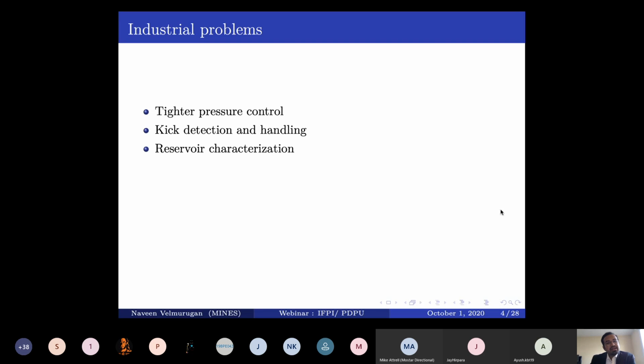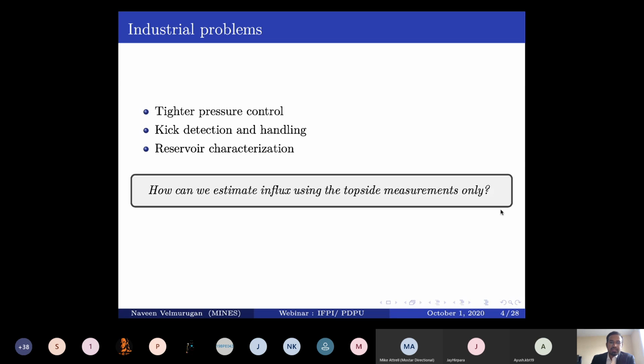An additional important feature of this modeling process is reservoir characterization, which means that during the drilling process, dynamically, you want to try to understand what is the type of reservoir that you have, what is the porosity, what is the fluid that is flowing in, etc. Otherwise, you have to stop your drilling operation to carry out, for example, a formation integrity test or drill stem test, etc. But you want to test the reservoir dynamically, right? So the question was how can we estimate an influx using the measurements at the surface?